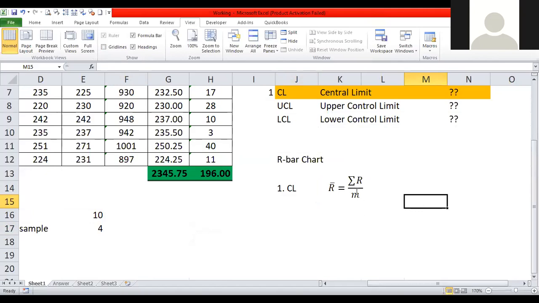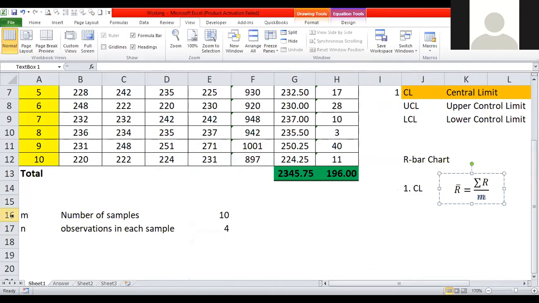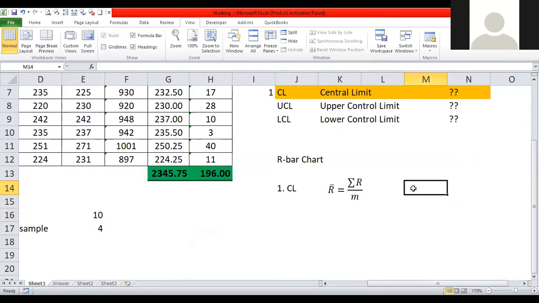So using this formula, can you put the answer on the chat box? You know this value? Sigma R, you know. M also you know. M I have already given you. M means number of total samples, 10. So what is the value of central limit?